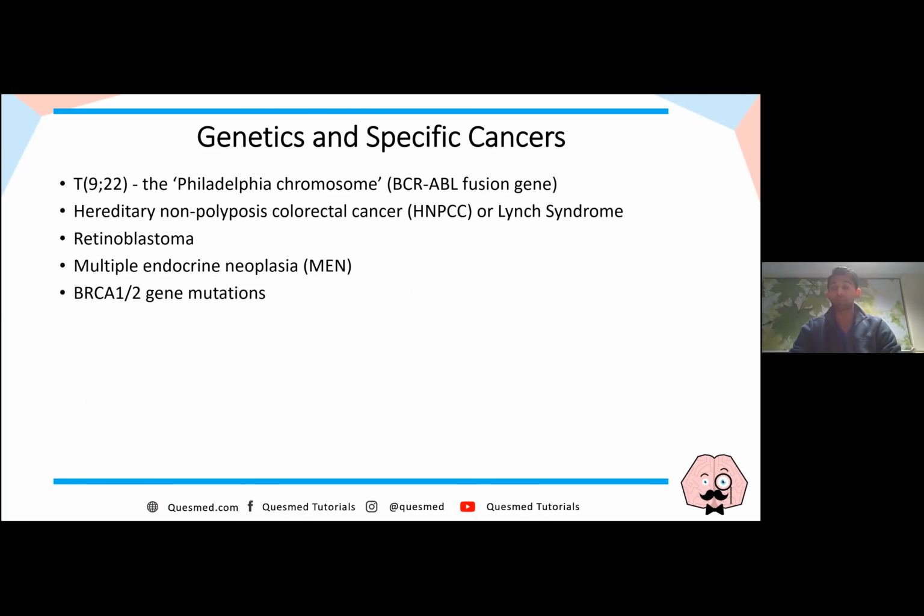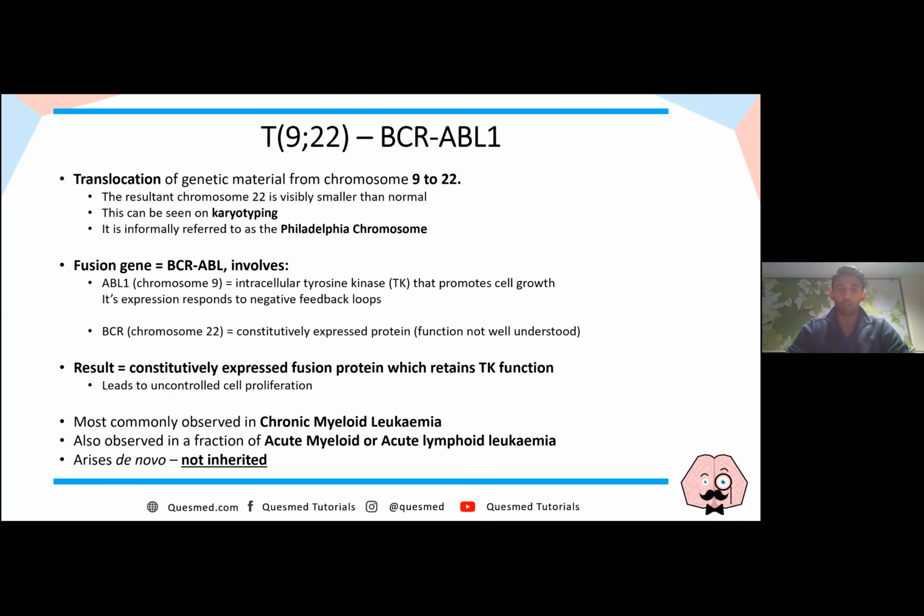So that was a couple of broad points about genetics and cancer. These are the conditions that we're going to go through in a little bit more detail. So the first one, a chromosomal translocation between chromosome 9 and 22, creating the fusion gene BCR-ABL1. You may have heard of the colloquial term, the Philadelphia chromosome. Now, where does this come from?